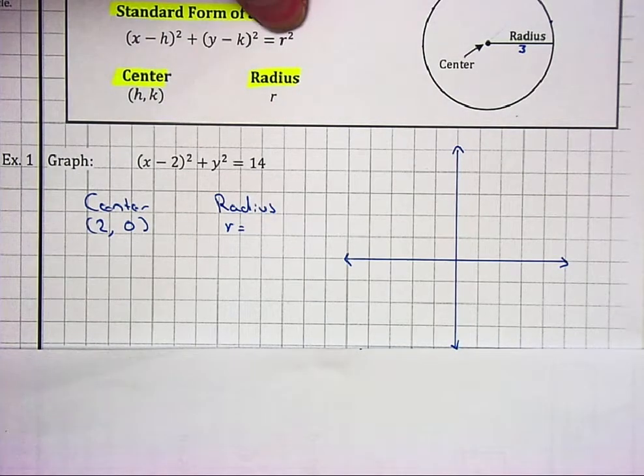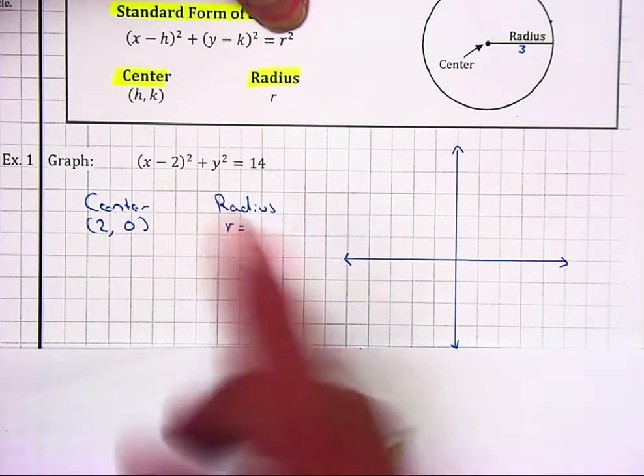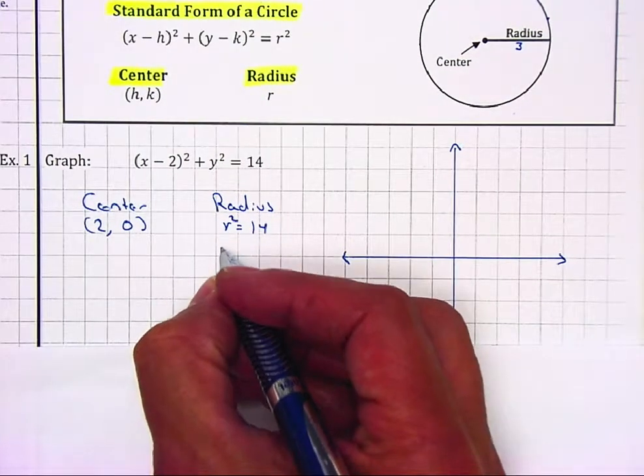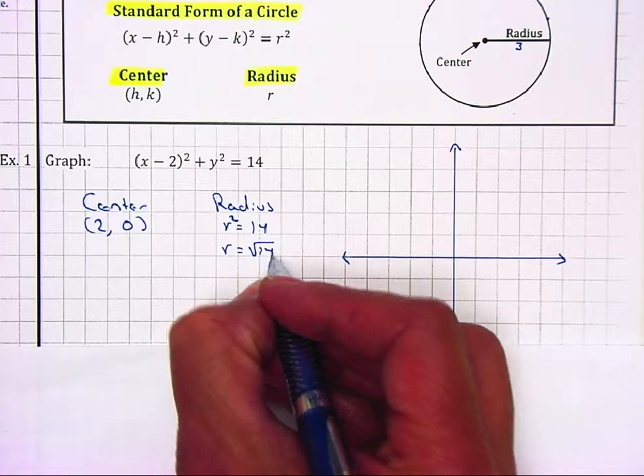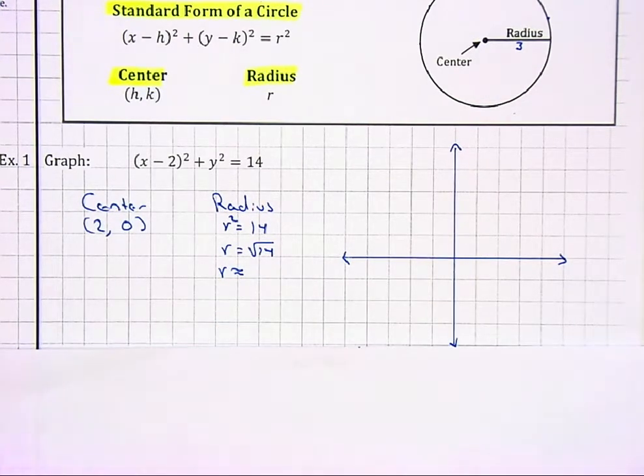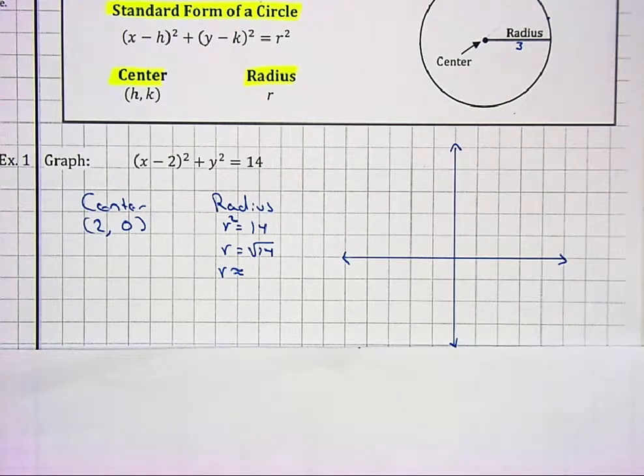According to our equation, this is R squared. So R squared is equal to 14. Therefore, R is equal to the square root of 14. And to graph it, I need to convert it into a decimal. So I know that the square root of 14 is between 3 and 4, and we can estimate it to be 3.7, or you can just calculate an approximation, which is 3.7.